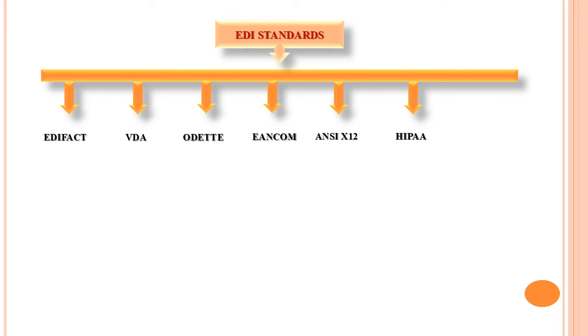Next is HIPAA. The Health Insurance Portability and Accountability Act was enacted by the US Congress in 1996. A key component of HIPAA is the establishment of national standards for electronic healthcare transactions and national identifiers for providers, health insurance plans and employers.